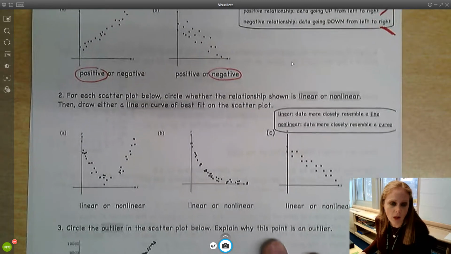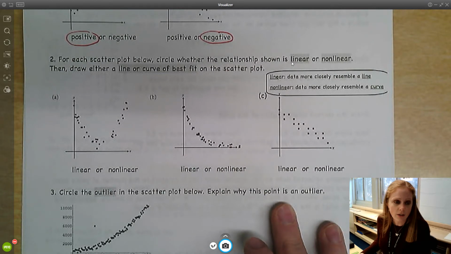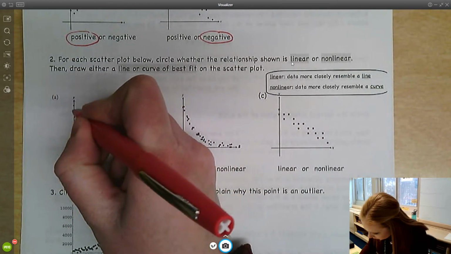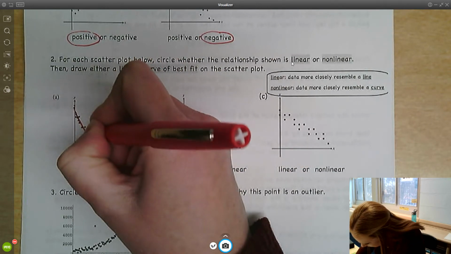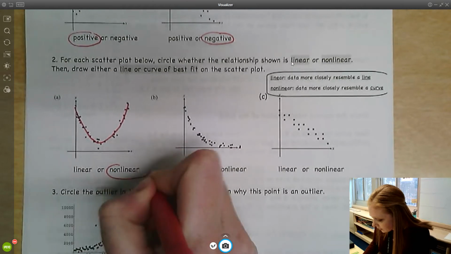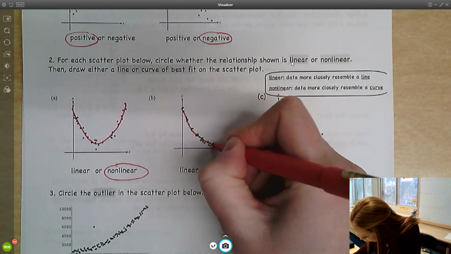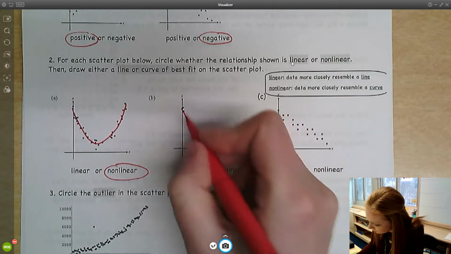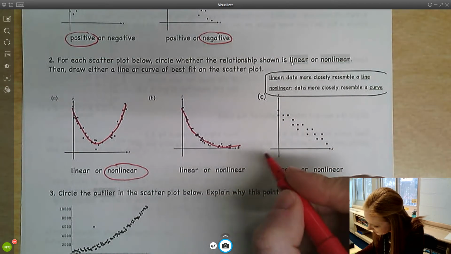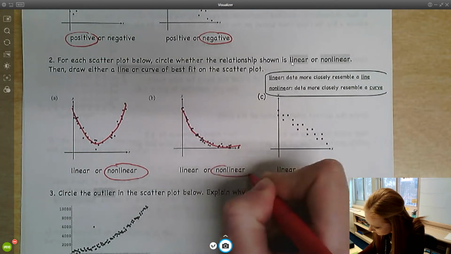For each scatter plot below, circle whether the relationship shown is linear or nonlinear, then draw either a line or curve of best fit. So here, if we're trying to draw a line of best fit, it's going to end up being a curve of best fit, making it nonlinear. This one also has a curve of best fit, which goes, remember, right through the middle of the data points, so about the same on the top and bottom of your curve or line.